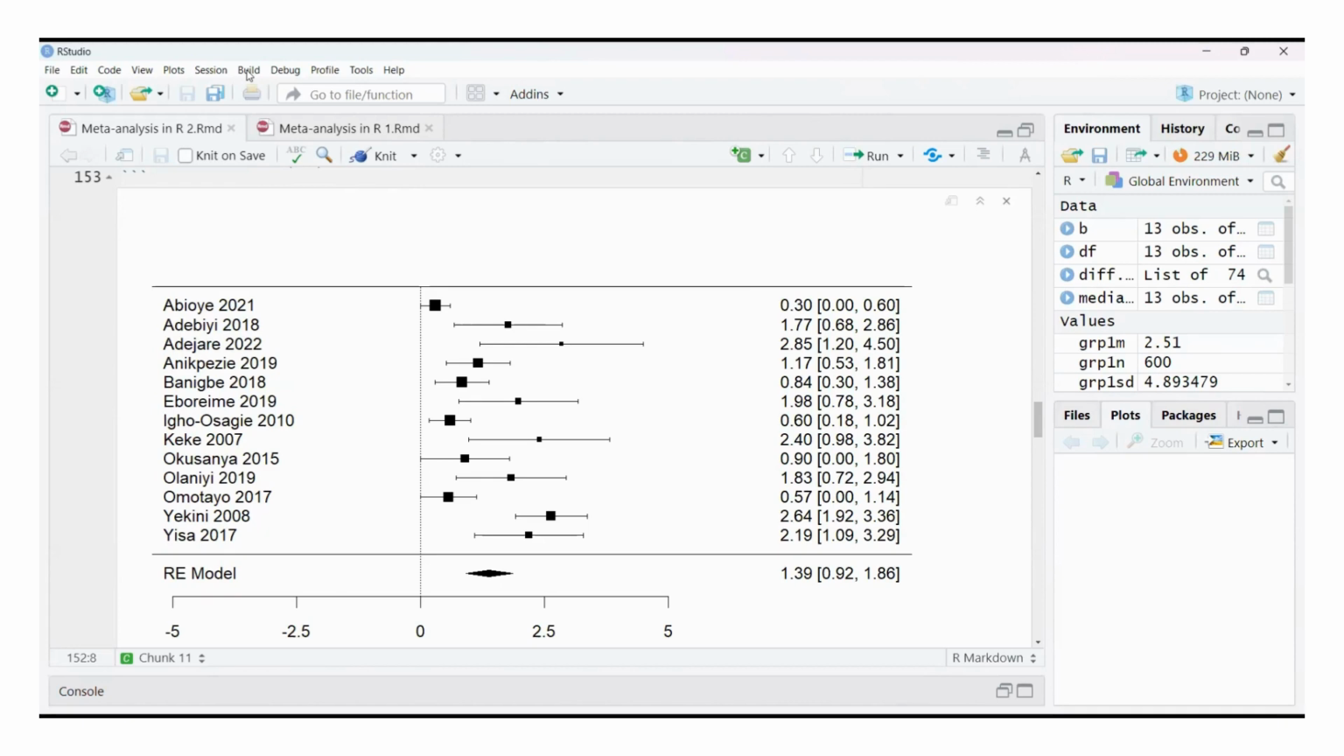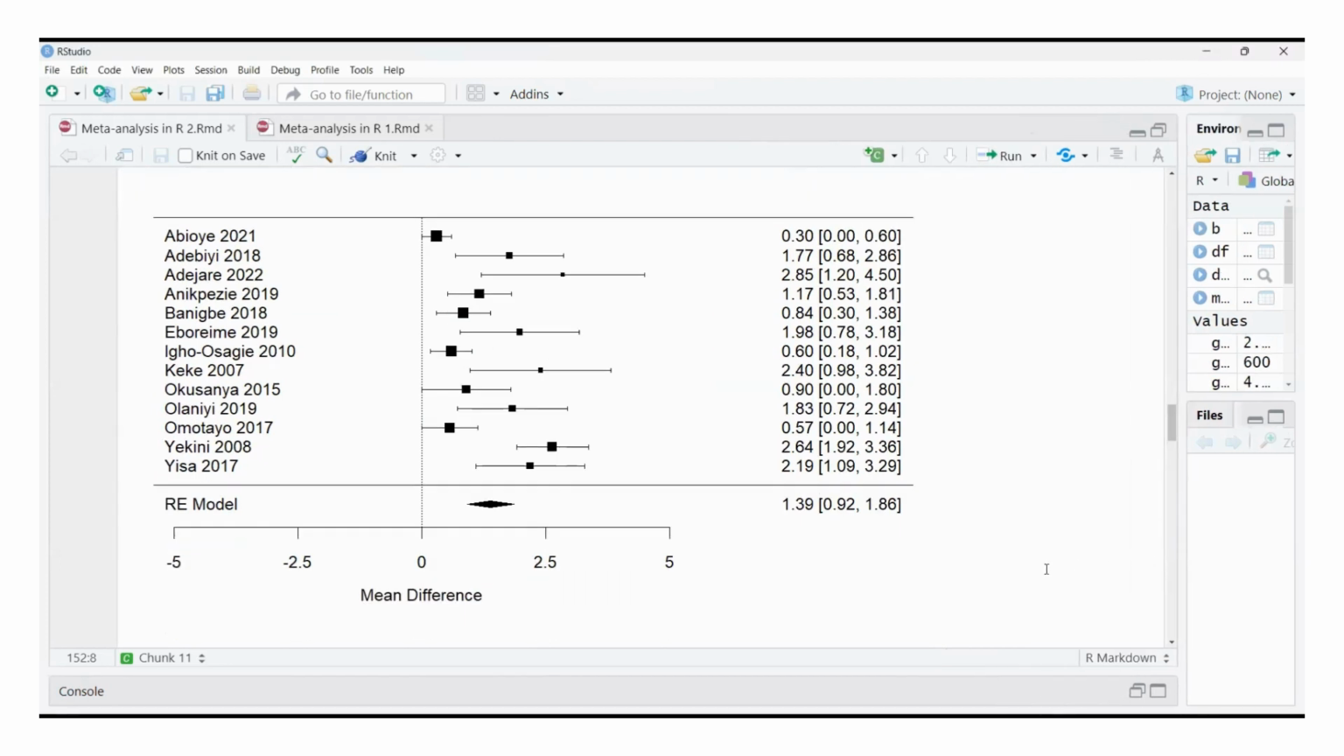Yeah, I think from this plot we can see that this is a random effect model, and the line of no effect is zero. And the other thing, I think it's mean difference. So we have a confidence interval, the lower and upper confidence interval. From this model, the mean difference is 1.39, and the lower confidence interval is 0.92 and the upper one is 1.86. So the mean difference is above zero. So I think it's a positive finding, if I get the point.